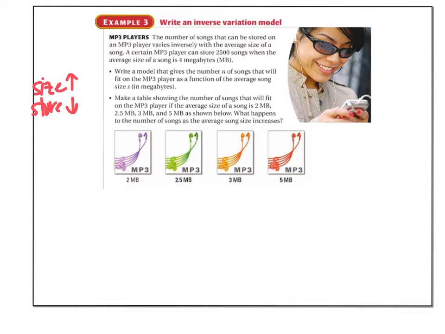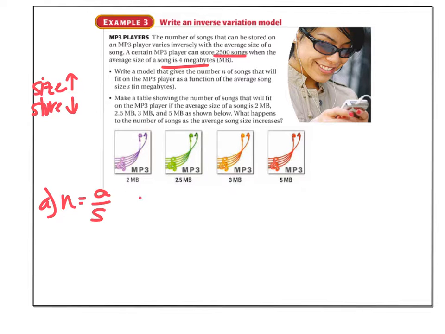Our first job is to write a model that gives the number of songs that will fit on an MP3 player as a function of the average song size. We're going to take this information that 2,500 songs can be stored when the size is 4 megabytes. And so we know it's an inverse variation relationship, so the number of songs equals the constant of variation divided by the size of the songs.